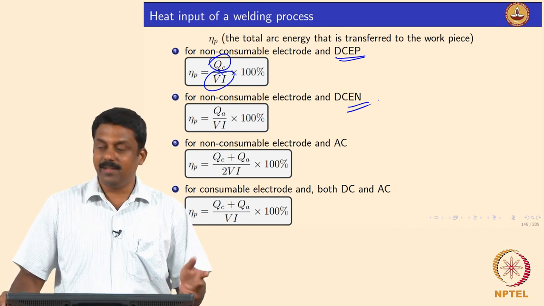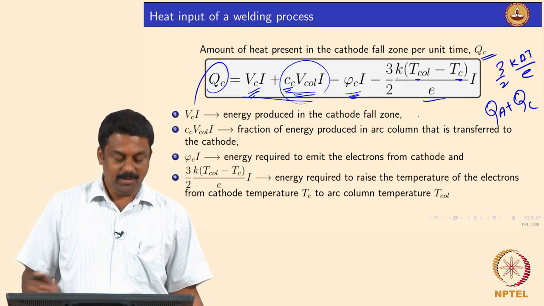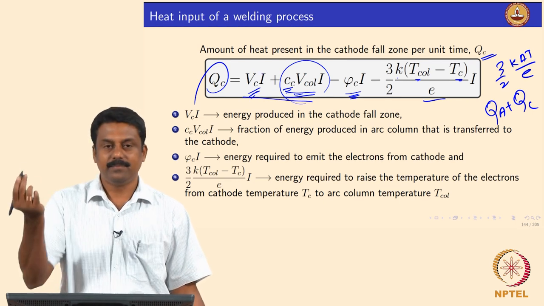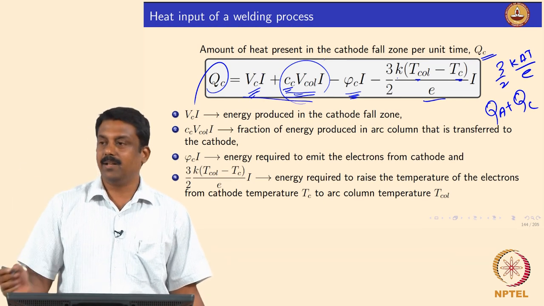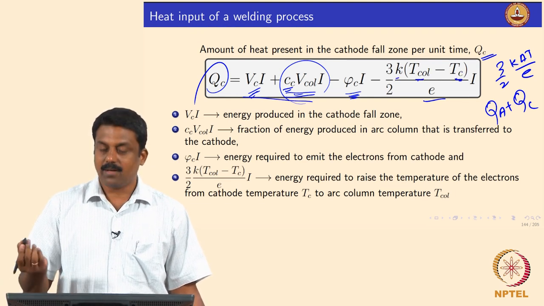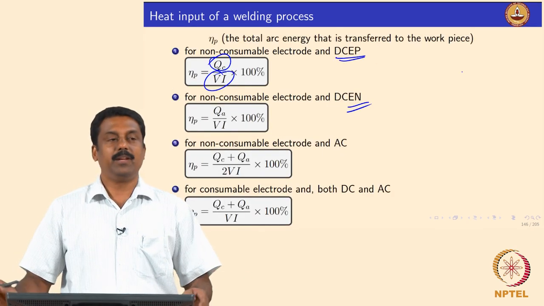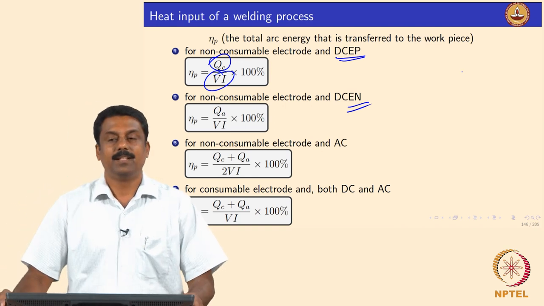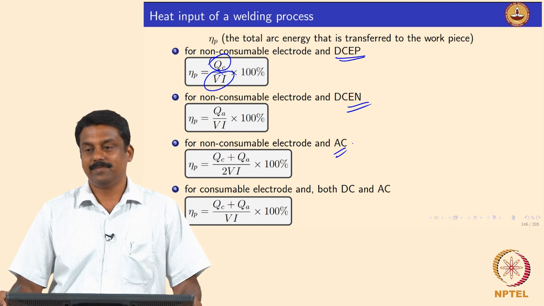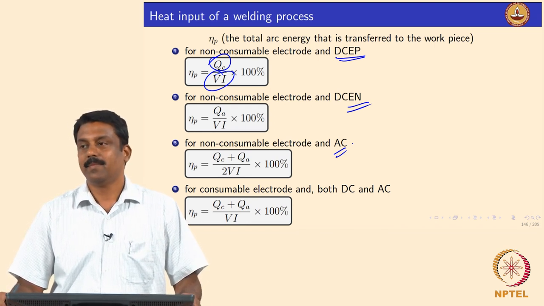Right, and then we can calculate Q and QC by using these terms. If you know the cathode fall zone voltage, and I is the actual current, and then similarly the arc column voltage, the work function, we know k, the arc column temperature, the electron temperature, we can now calculate the efficiency very accurately, right. And for AC, alternating current, it is an average, because you are changing the polarity every cycle. Yes, is it clear?